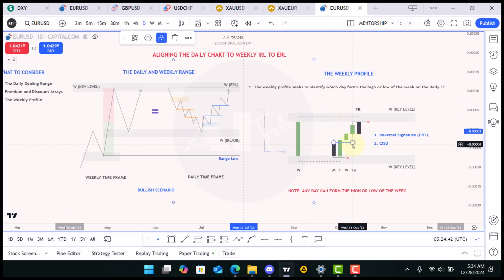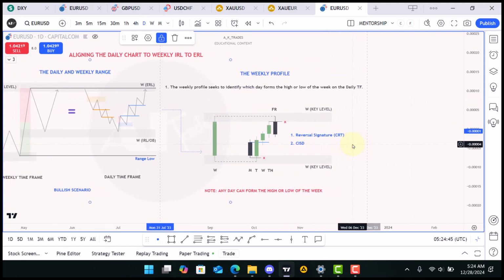So here we can see that Monday tapped into the weekly key level, and then when the Tuesday candle opened, it swept the previous day's low, that is Monday's low, then closed back within it.